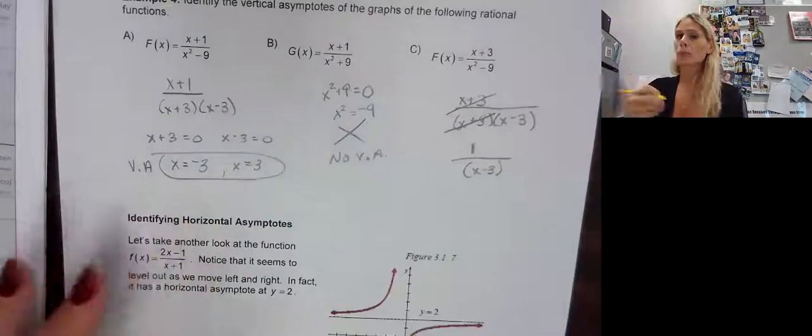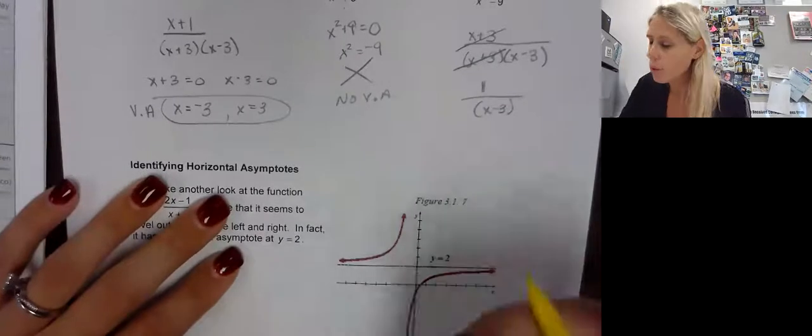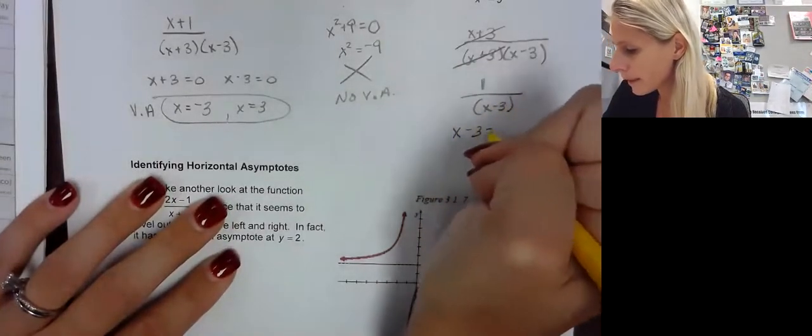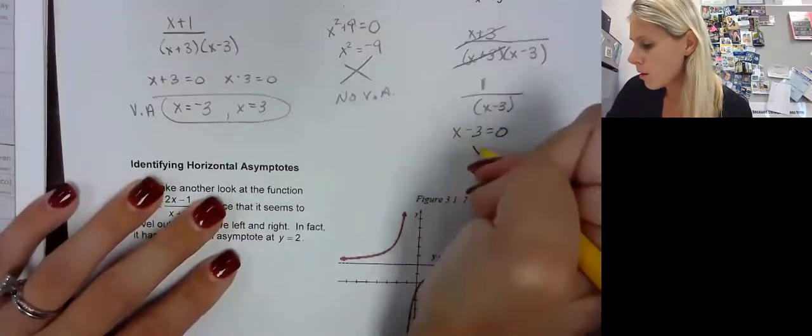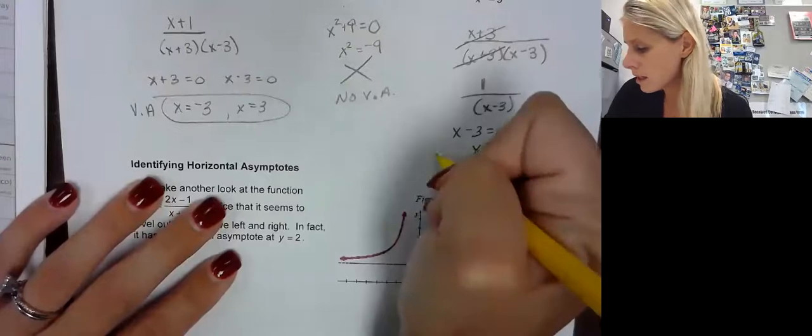Many students bring that up and you can't do that. It belongs in the denominator. Now we set our denominator equal to 0. And we know that there is a vertical asymptote at 3.